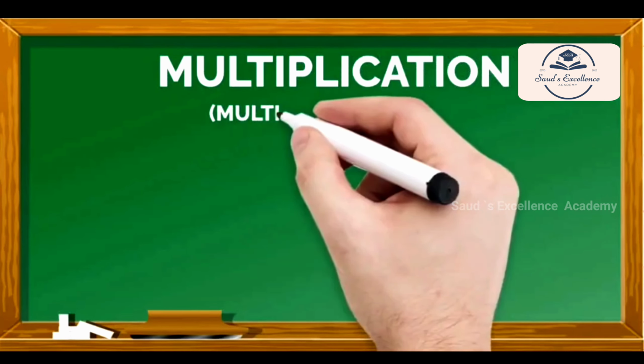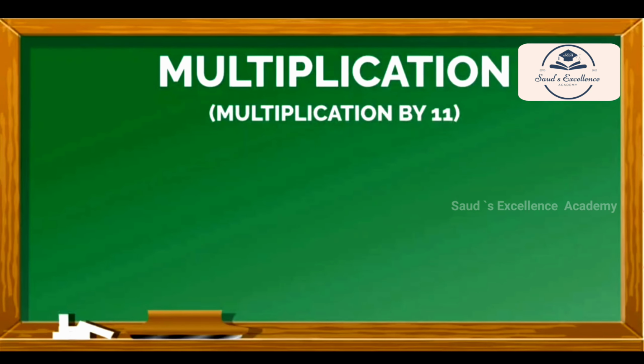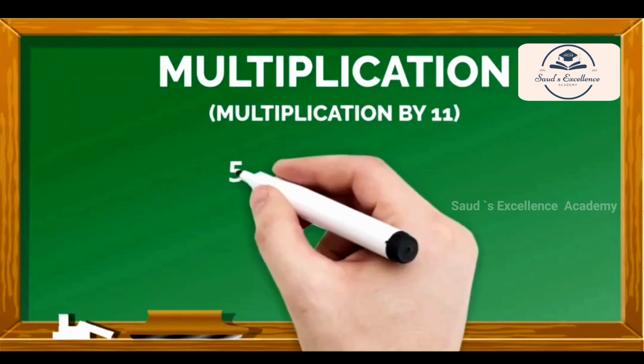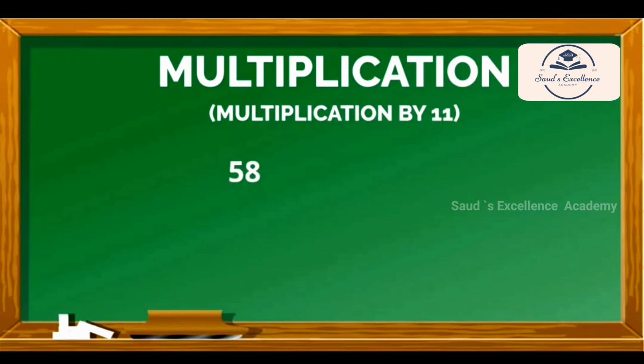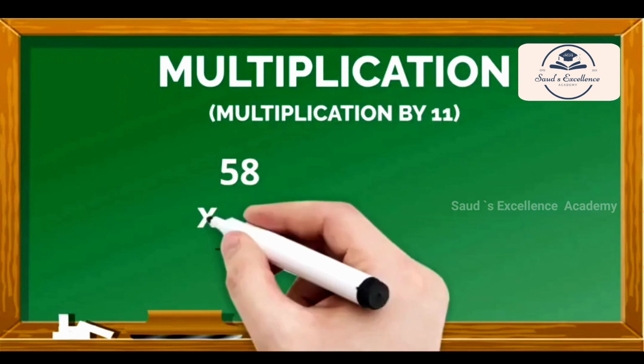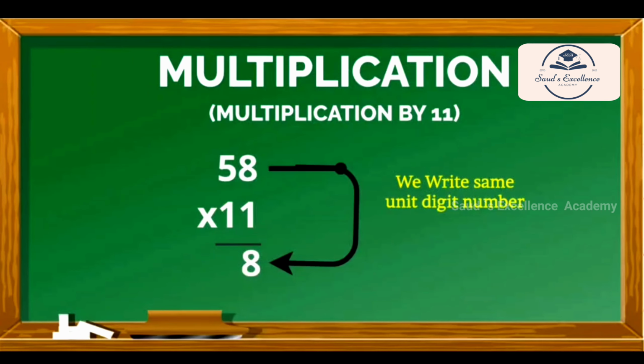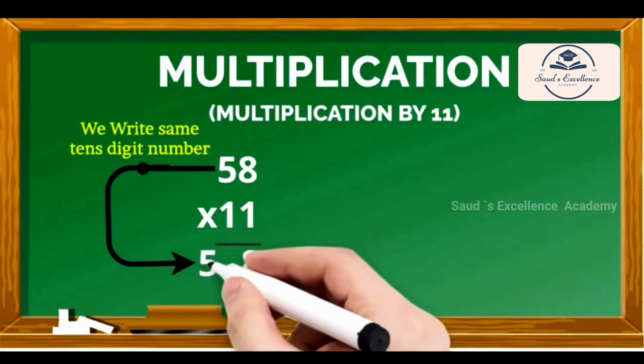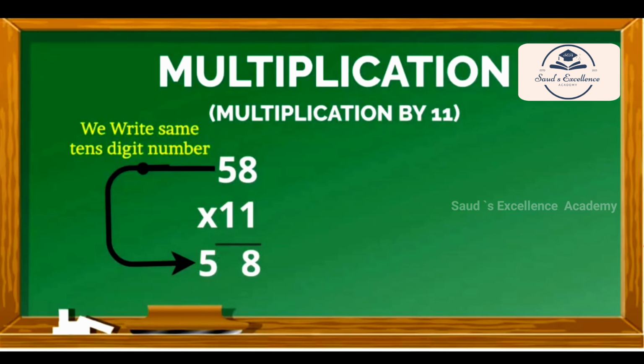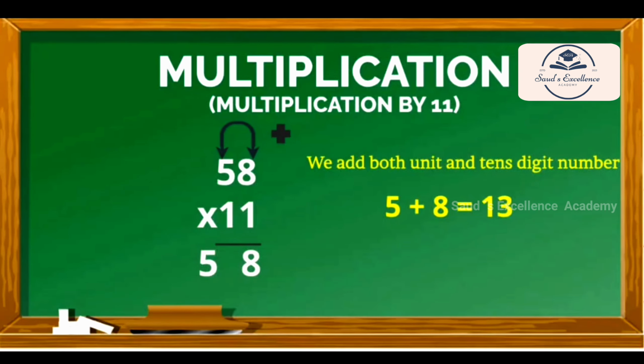Let's take a new example, like 58 into 11. We write same unit digit number 8. We write same tens digit number 5. We add both unit and tens digit number and get 13.